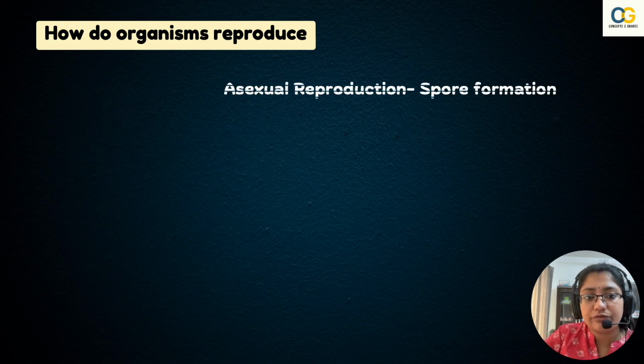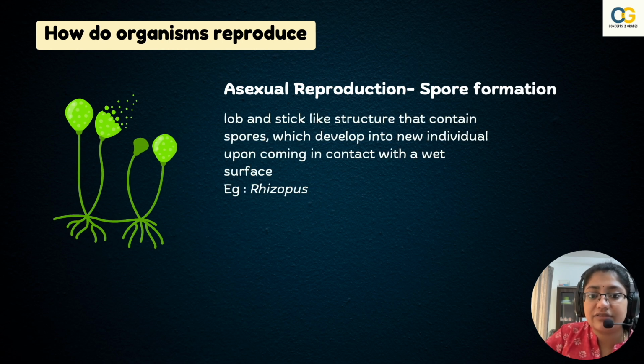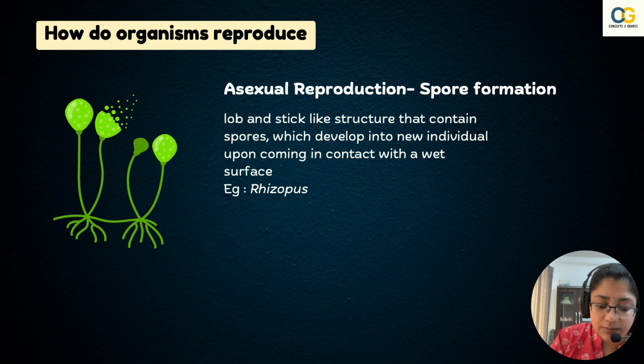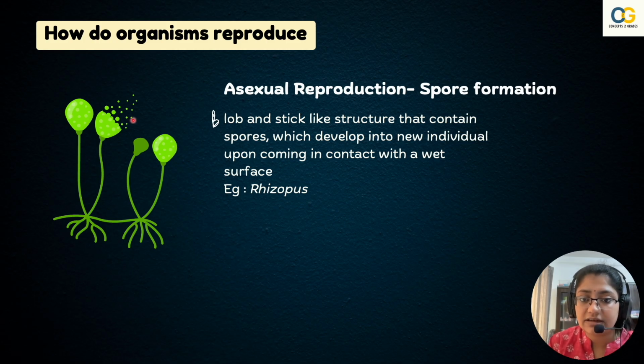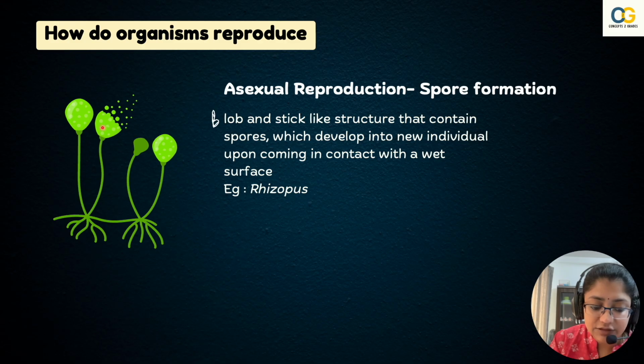Coming to spore formation, which occurs in the case of Rhizopus, or something like what we see on bread mold. It's a blob and stick-like structure which contains spores which develop into a new individual when they come in contact with a wet surface. So the blob has spores inside which burst open. These can fly and fall on another wet surface and again grow into new Rhizopus. That is asexual reproduction by spore formation.